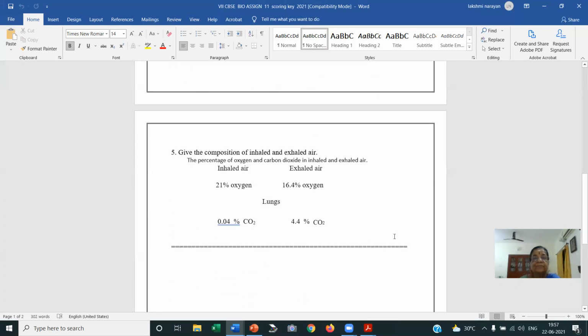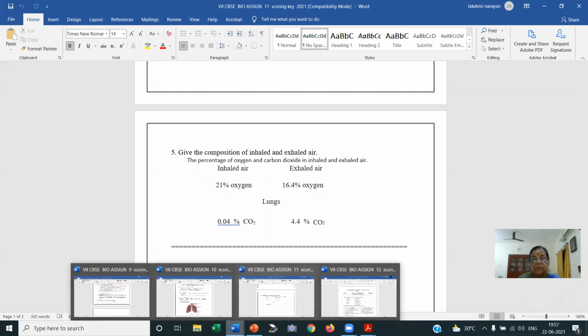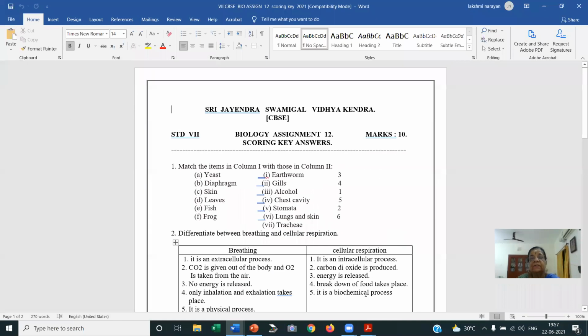I hope you understand. Then give the composition of inhaled and exhaled air, as in the textbook that I will give. I hope you follow. And then the arrow mark square as given in the textbook, you need to do it. Okay, so this is assignment number 11. Now assignment number 12.